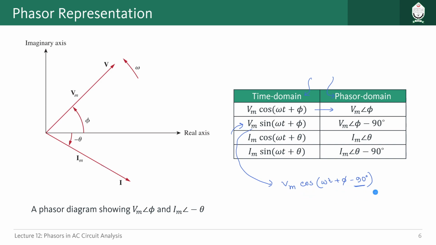As a result, we are seeing the phasor domain representation here is Vm angle theta minus 90 degrees, this portion, right? So in this way we can actually convert a time domain signal into its phasor domain quantity.